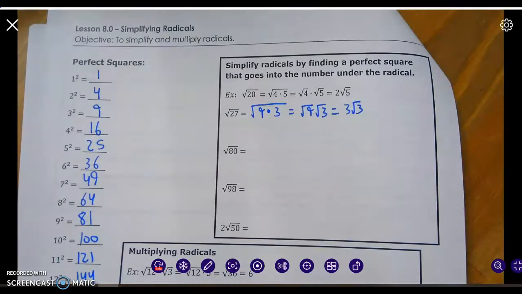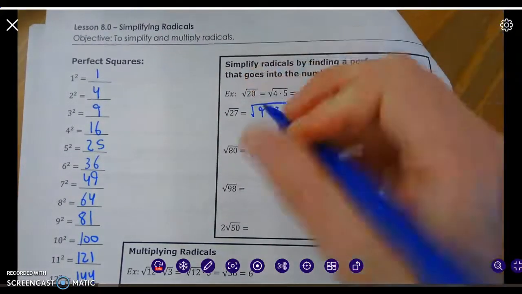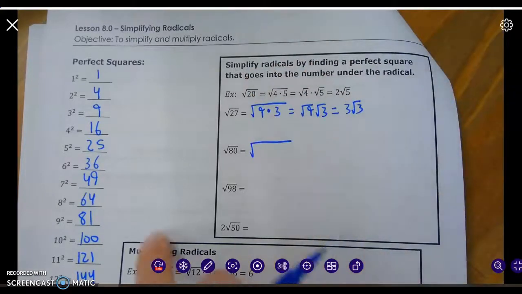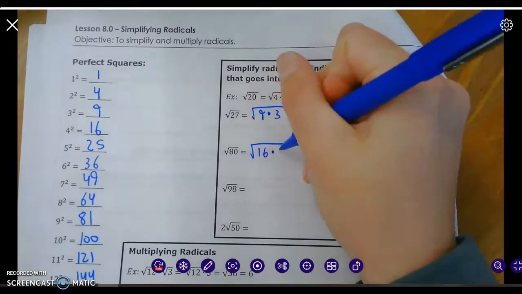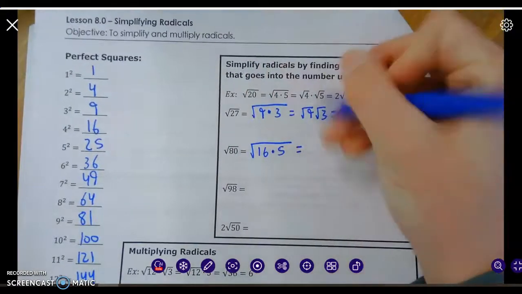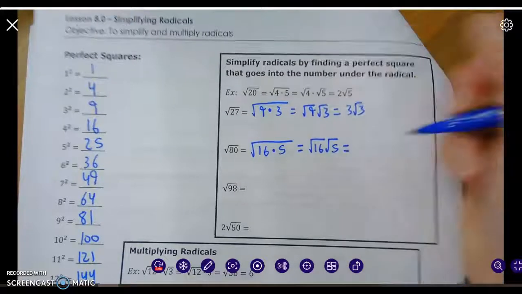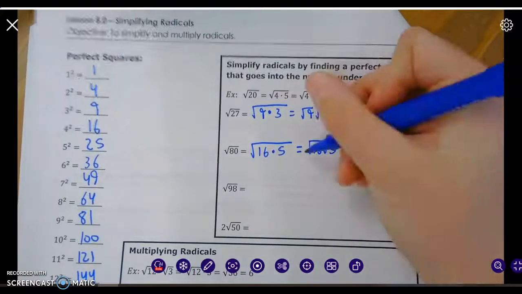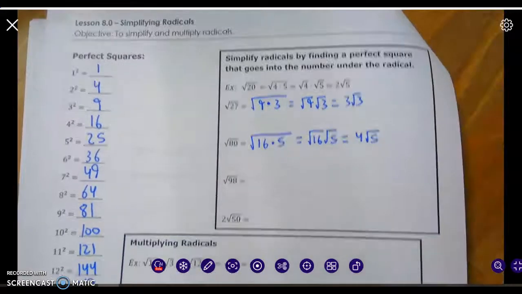Okay, then we have the square root of 80. So we have two numbers. So we're going to use 16 and 5. So again, one of those numbers has to be on the list to work. So then you split them up. The square root of 16 becomes 4, and the square root of 5 is square root of 5.